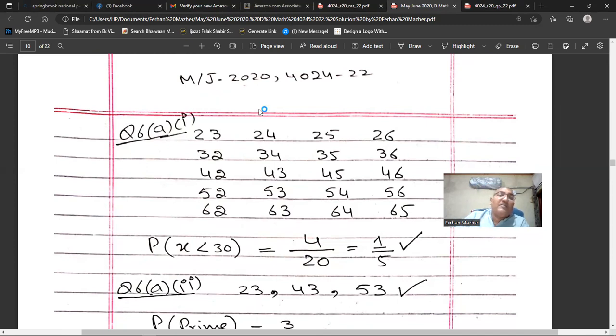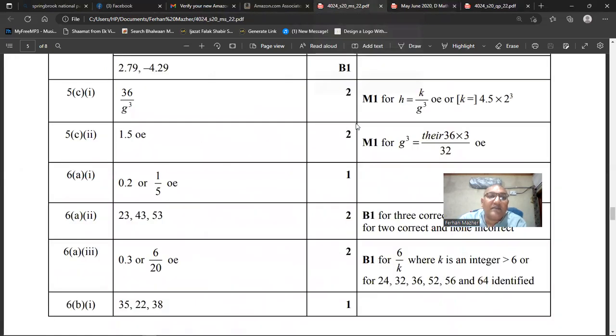Their question is the probability of getting a number which is less than 30. So less than 30, how many are there? 1, 2, 3, 4. There are only 4 numbers which are less than 30. So the probability of getting a 2-digit number which is less than 30 will be 4 by 20, and that will be 1 by 5. 4 by 20, when you simplify it, becomes 1 by 5. So that is question number 6, A part.